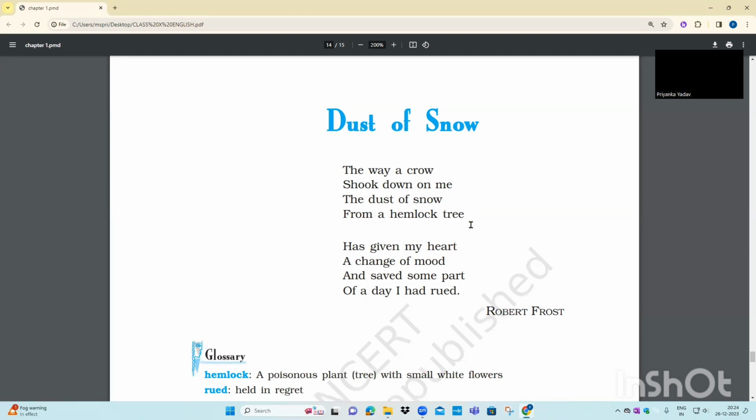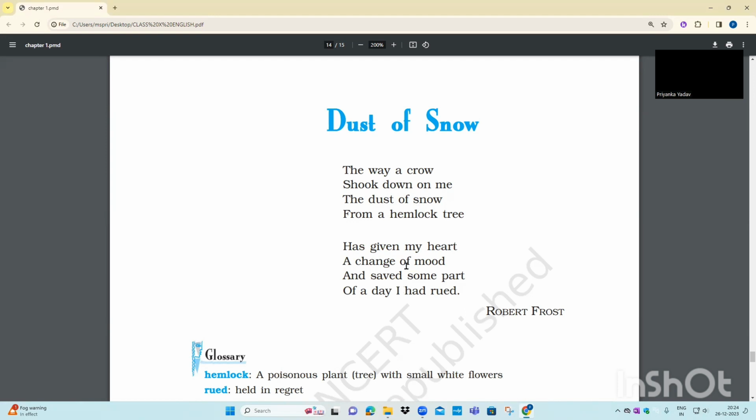So let's begin. First stanza: the way a crow shook down on me the dust of snow from a hemlock tree. Second stanza: has given my heart a change of mood and saved some part of a day I had rued. So it's a very simple poem and only two stanzas are there.